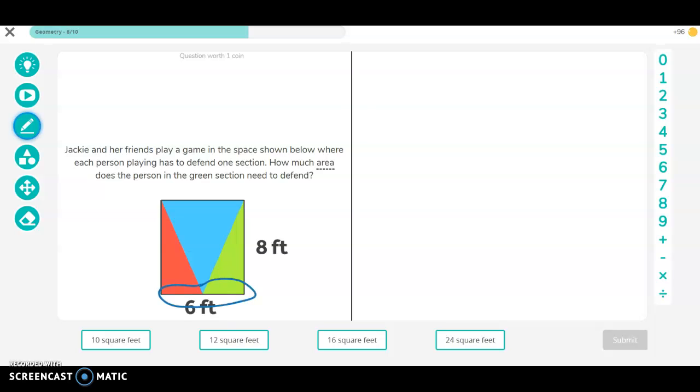Now we can safely assume that this is split perfectly down the middle. So 6 divided by 2 is 3. So this green triangle is actually 8 times 3 divided by 2.